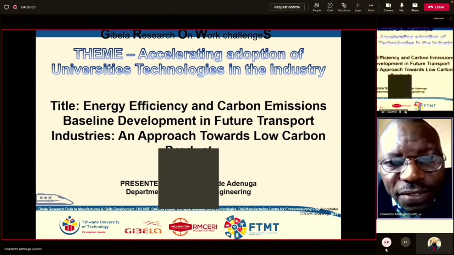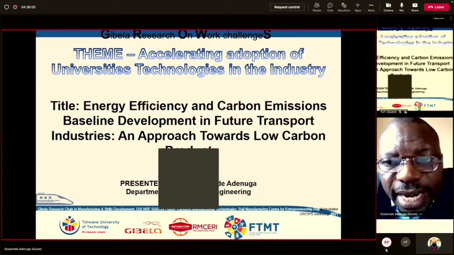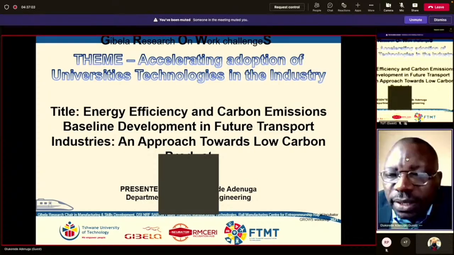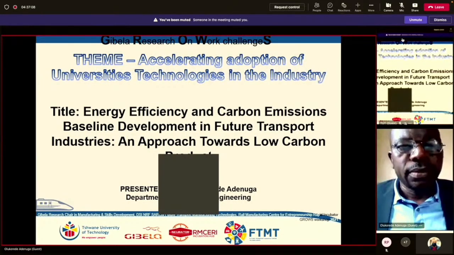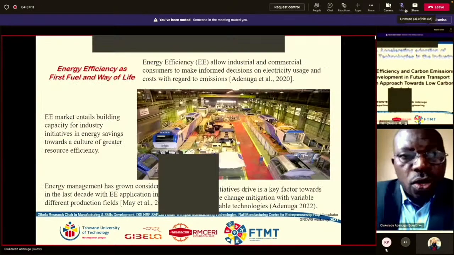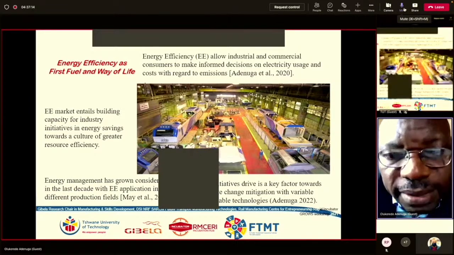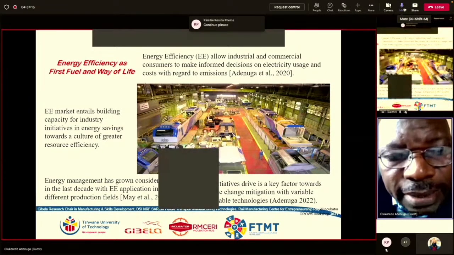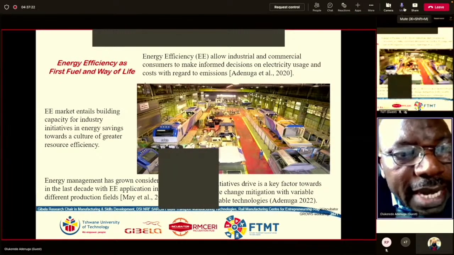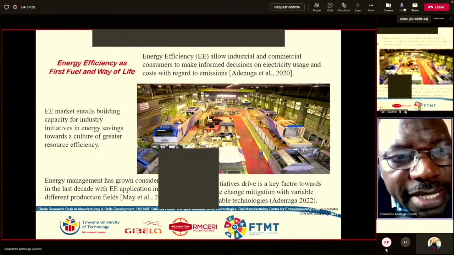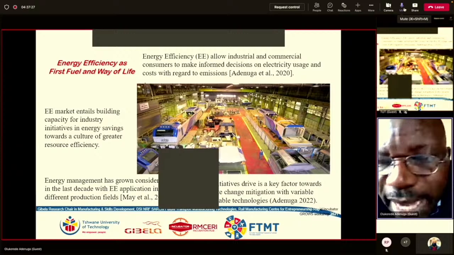The title is Energy Efficiency and Carbon Emission Baseline Development. This is a low carbon product approach. Can I continue? We have seen, and it's been adopted in the South African setting, that energy efficiency is seen as first fuel and a way of life.